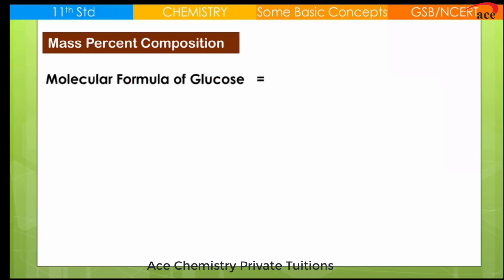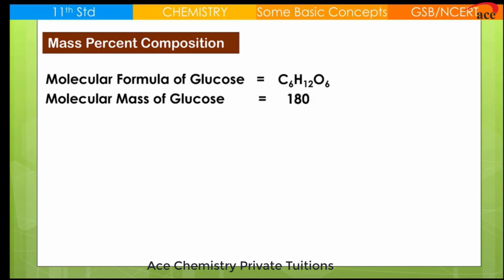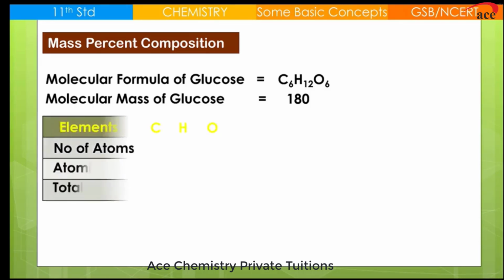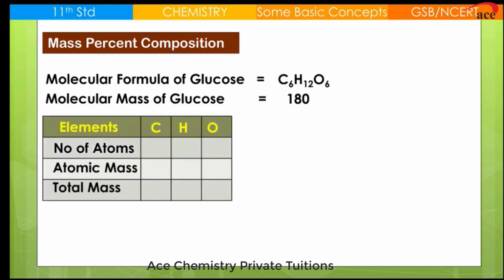Molecular formula of glucose, everyone is aware. What is it? Yes, C6H12O6. If you add all the mass of carbon, hydrogen and oxygen, it will come out to be 180. Now in this compound, if we want to find out percentage of carbon, hydrogen and oxygen, how to calculate? How many carbon atoms are present? 6. How many hydrogen? 12. How many oxygen? 6. What is the atomic mass of carbon? 12. Hydrogen 1. Oxygen 16.